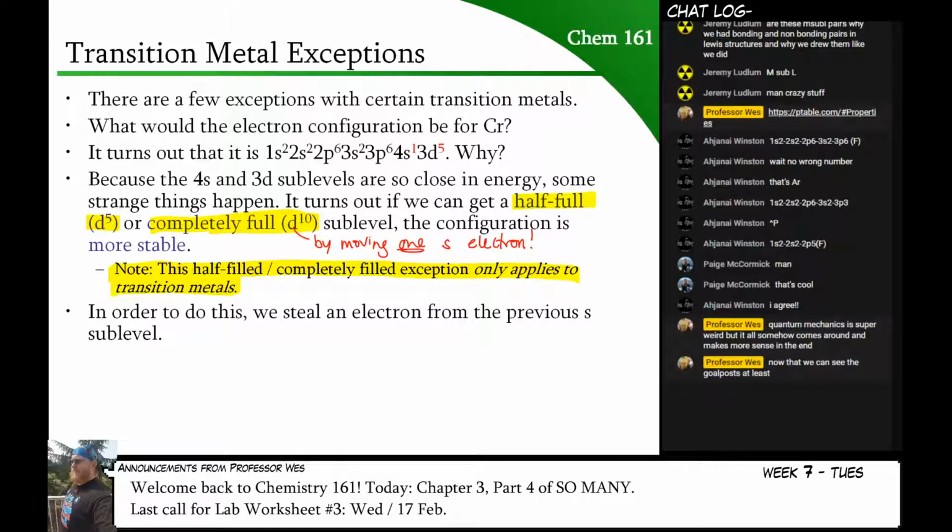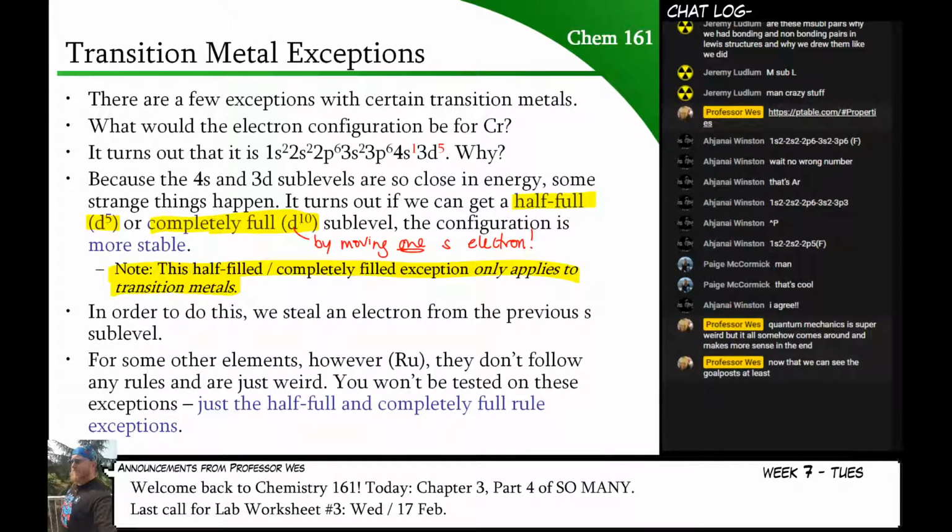And again, this only applies to transition metals because the d orbitals and the s orbitals just happen to be close in energy every time. This will not happen for elements in the p block. So this will not happen for carbon, for example, or oxygen, or nitrogen, or whatever. So that won't happen. Only transition metals.